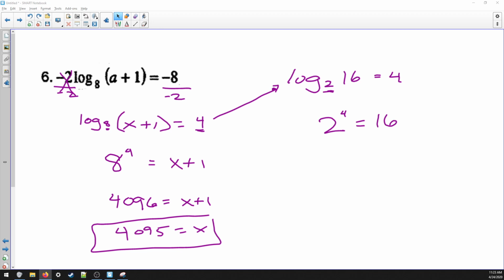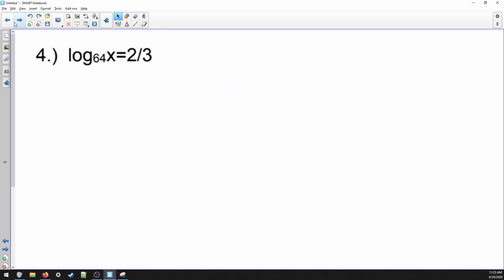Okay, so this one we saw this idea that if the log is by itself like this, then I can do a conversion step and turn it into exponent form. The way we did that was we said if the base is 8, on the other side the exponent's 4. What was after the base becomes the answer to that problem, the x plus 1. This problem, number 4, is already ready to be turned into its exponential form.